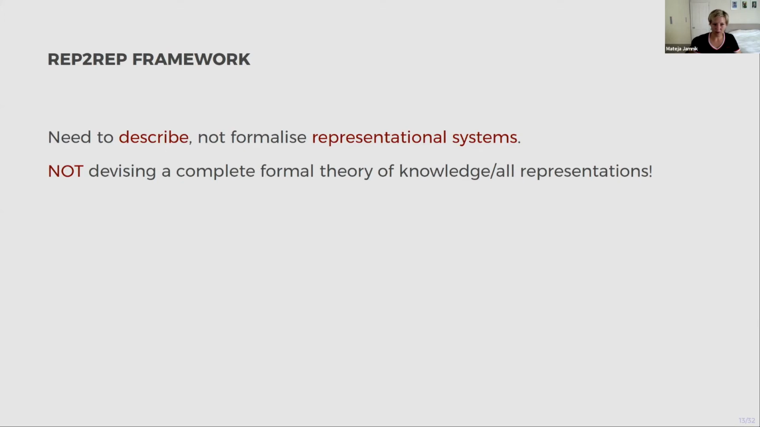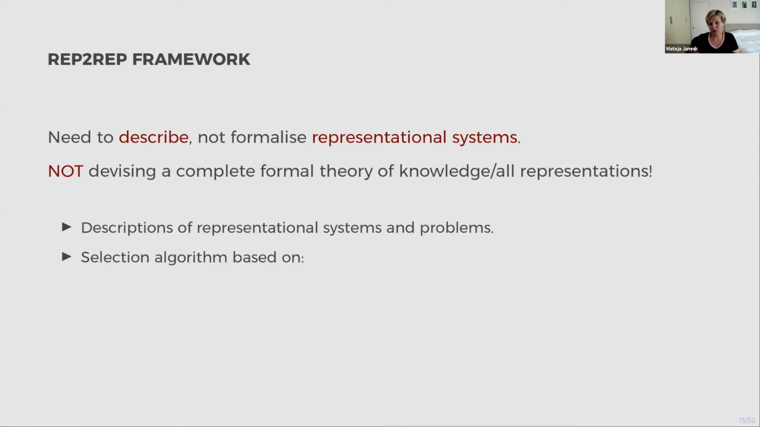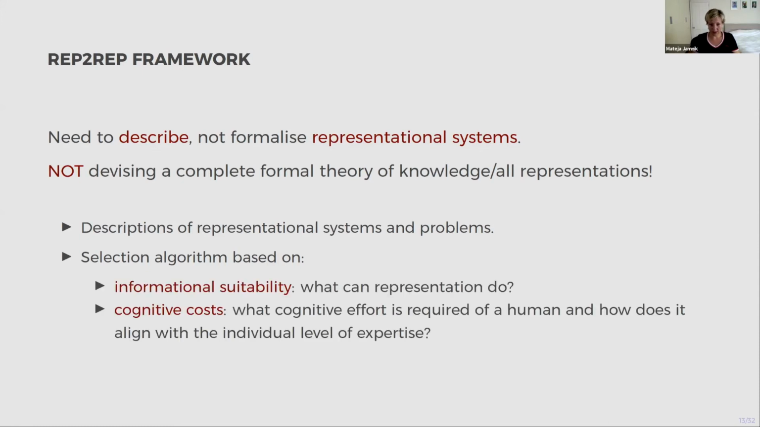And we are just kind of taking, if you like, a pragmatic approach, which is going to enable us to do something useful. And so this framework needs to consist of descriptions or the language, vocabulary for talking about the representations and problems. And it needs to have an algorithm which is going to analyze the representations and then select them. And so this algorithm is based on two concepts: informational suitability, which means what can the representation do and how well can it describe the problem.